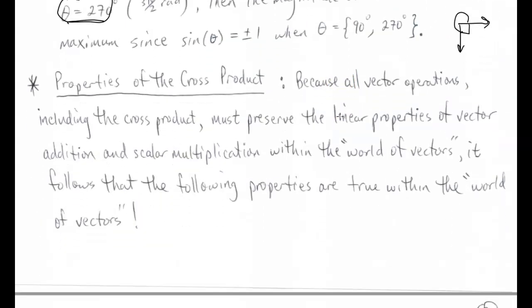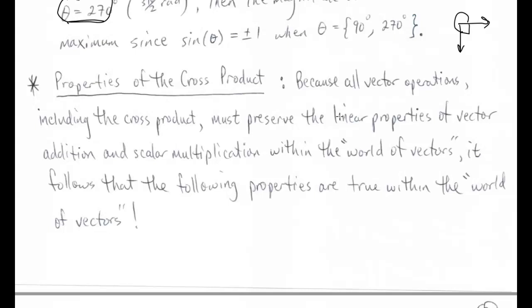So let's go ahead and wrap this up. Now that we've talked about all that other stuff that embodies what this cross product thing is supposed to be like, we know that because all the vector operations, including the cross product, need to preserve linear properties for the vectors to act correctly like how we want, then that means that certain things that we've established in my earlier videos on vector basics, like vector addition and scalar multiplication, actually holding within the world of vectors, are going to have to follow suit here for the cross product.